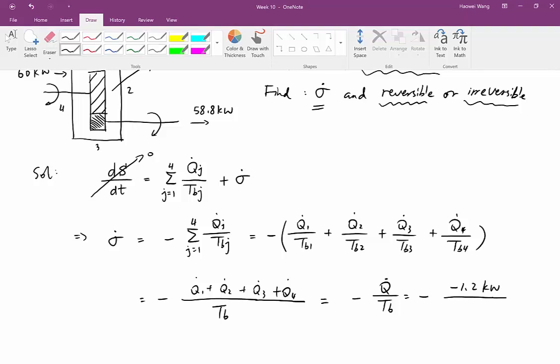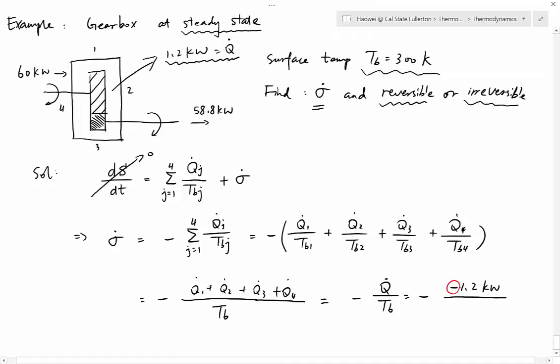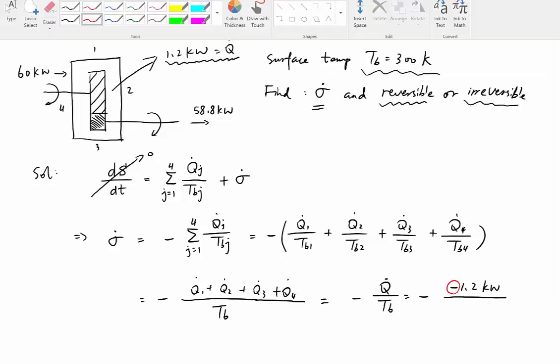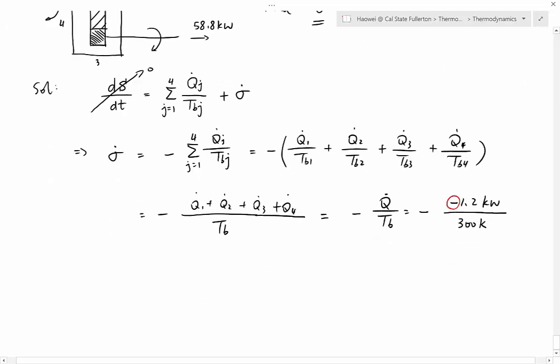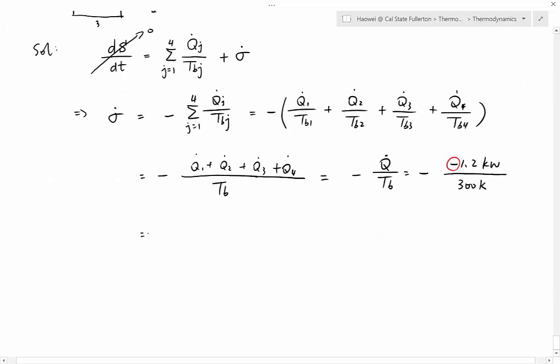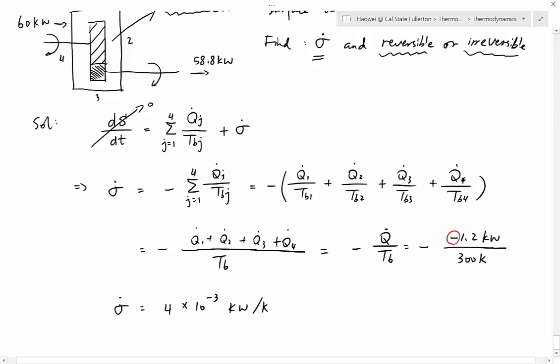Okay, and I'll make a note here so you don't forget. Plug in negative 1.2 kilowatts. Okay, and the next one, denominator Tb is given as 300 Kelvin, which is SI unit. That is great. So now you can use your calculator. Our solution is positive 4 times 10 to the negative 3 kilowatts per Kelvin. And that is the solution to sigma dot, entropy production rate. Okay, so now we're done with looking for sigma dot.